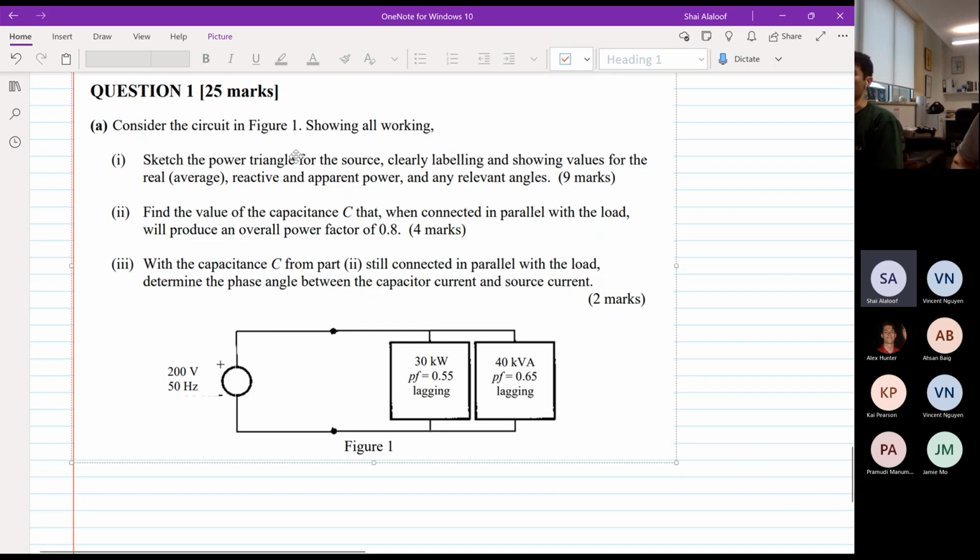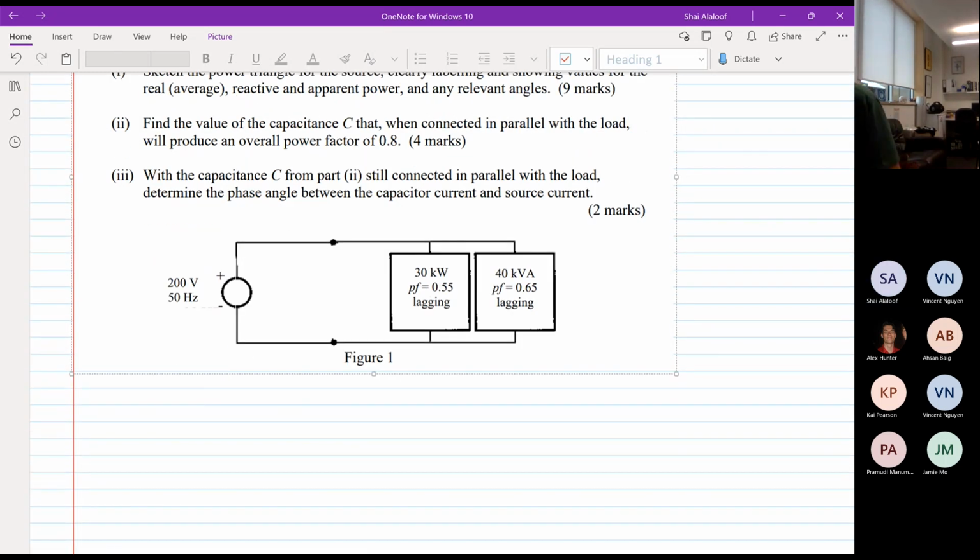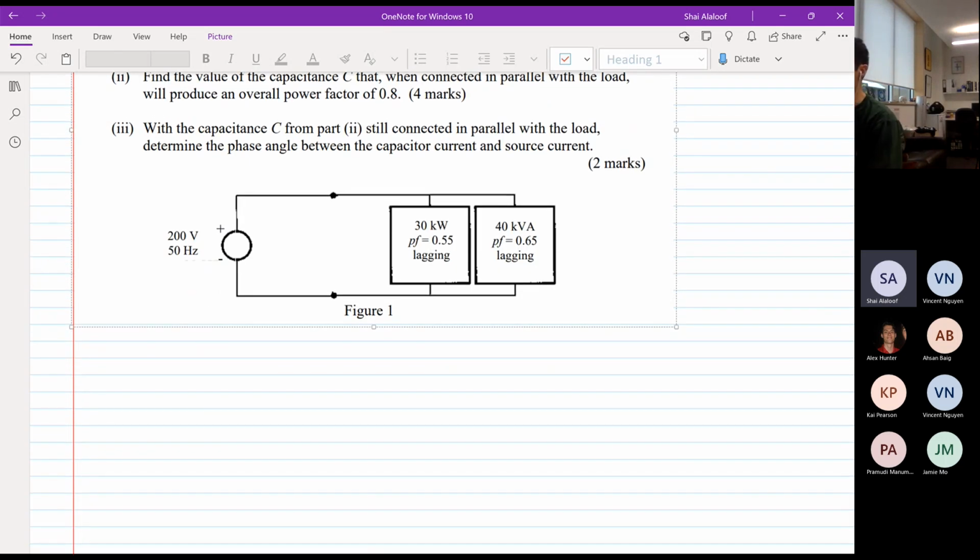So the first question goes, sketch a power triangle for the source, clearly labeling and showing values for the real, average, reactive, and apparent power and any relevant angles. So essentially we're going to combine these two loads, and because they're in parallel, we can just add up the reactive power and the average power and then construct a triangle based on that. I don't know what you would do in series, but they won't do that, hopefully. So yeah, these are in parallel.